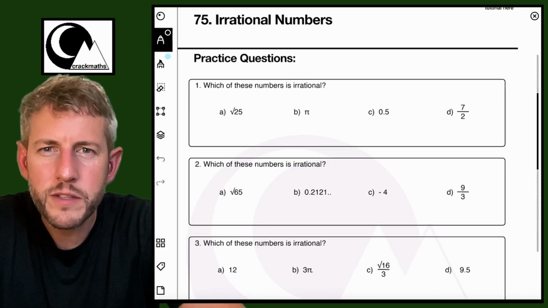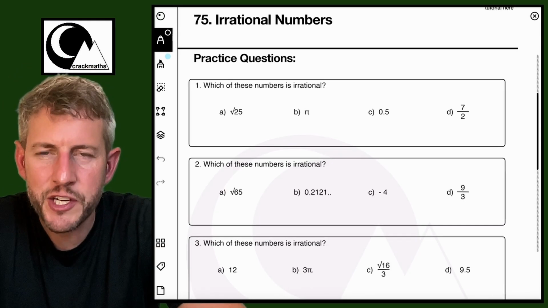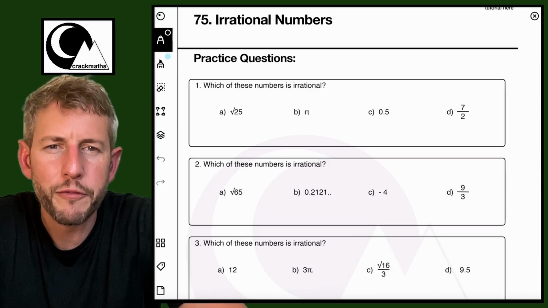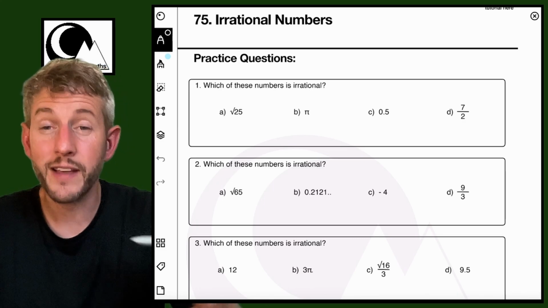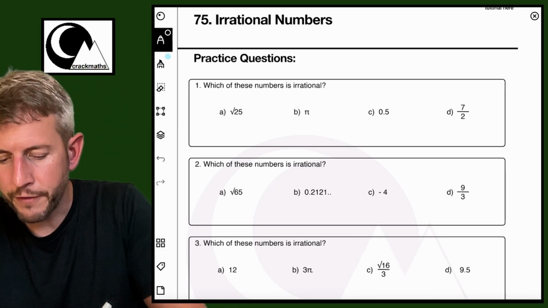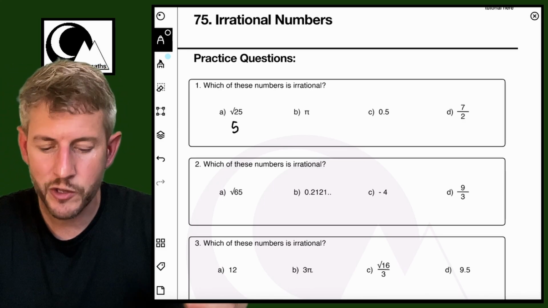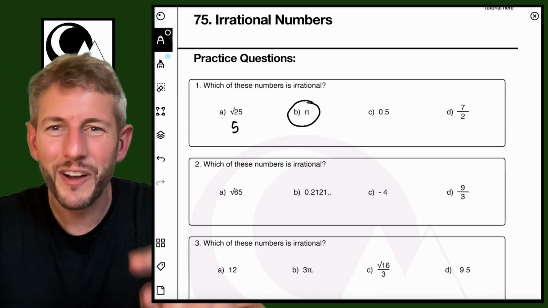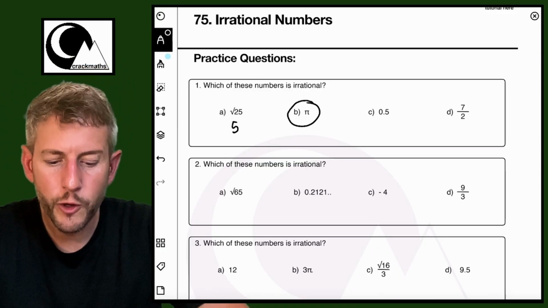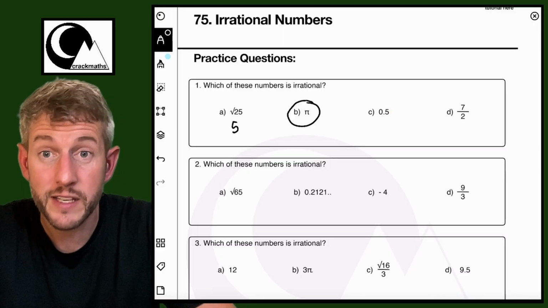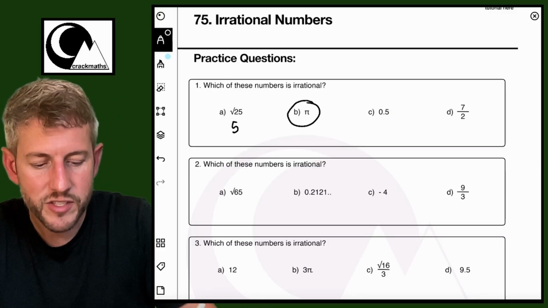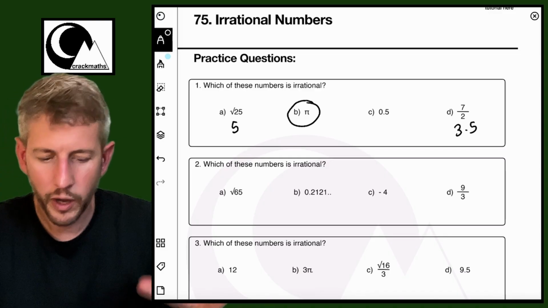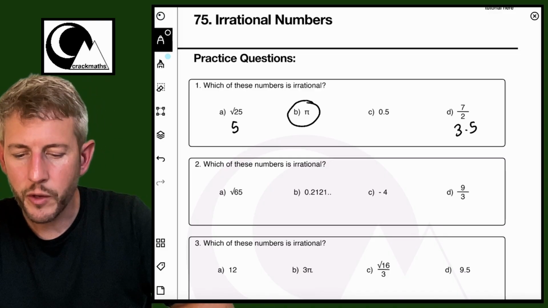Question 1 says, which of these numbers is irrational? Root 25, pi, 0.5 or 7 over 2. Root 25 is 5, so that's definitely not irrational because it's got an end. Pi is famously irrational, so I do know that the answer is pi. 0.5 isn't irrational because it stops, it's got an end, and 7 over 2 is 3.5, so not irrational either. Okay, right, let's look at question 2.